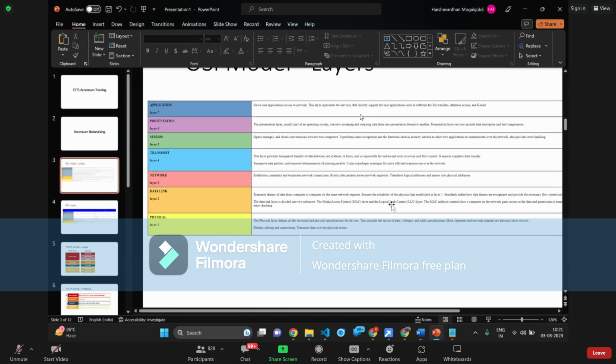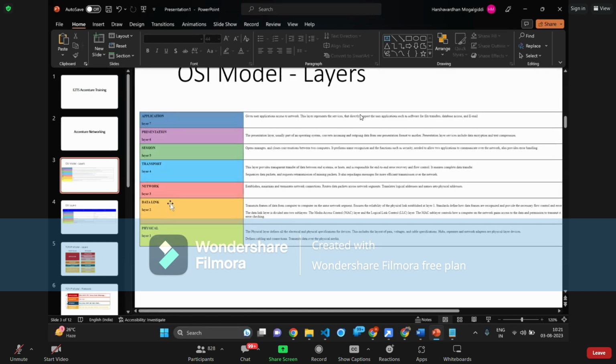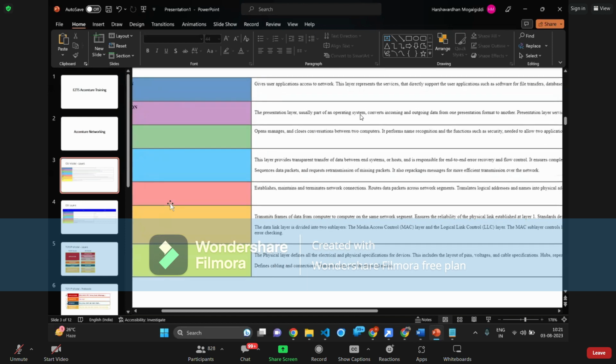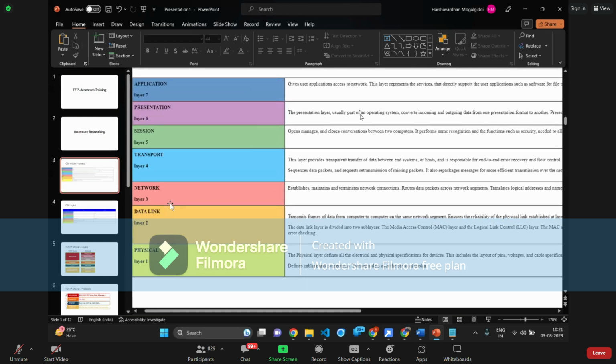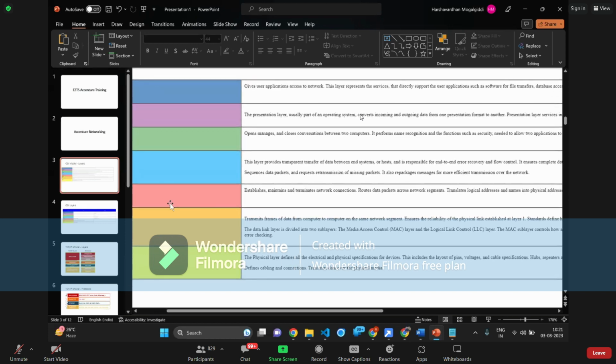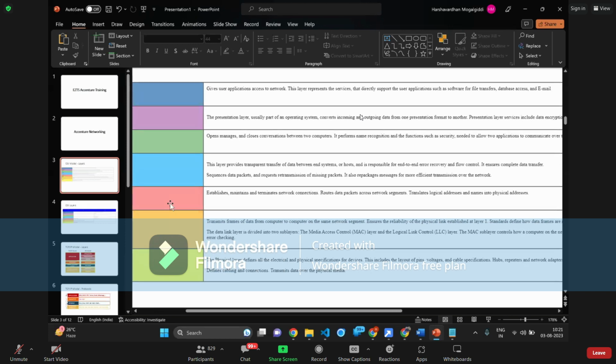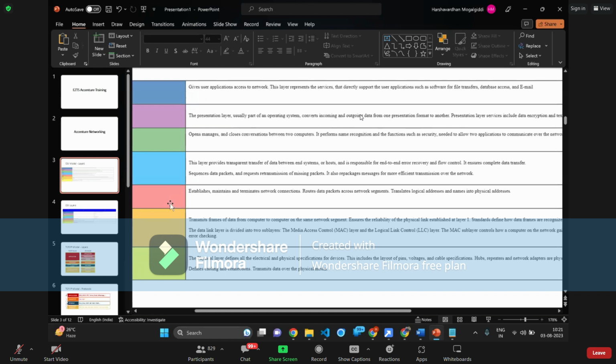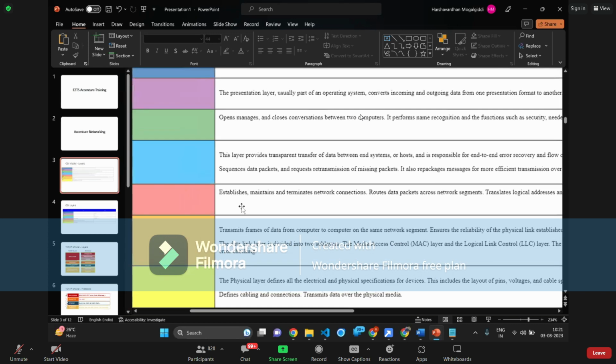Now that is it. We have understood what the physical layer is. We have understood what the data link layer is. Let us deep dive into network layer, one of the most important layers, I feel, in my opinion. Layer 3 establishes, maintains, terminates network connections, routes data packets across network segments. First, let us see the first part, that is establishes, maintains, and terminates network connections. Now, the whole point is data is being transmitted from one device or a node to another device or a node, right?